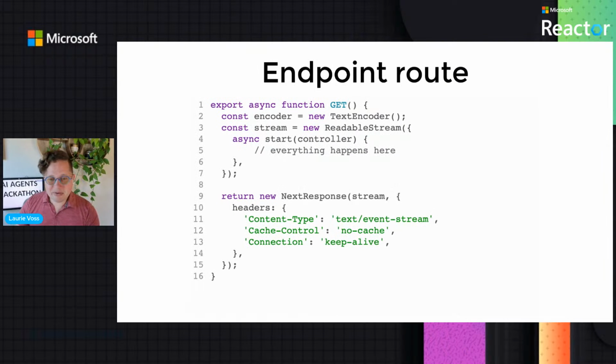Now let's look at how that endpoint is created. We're going to read this code from the outside in. So first, we create a GET endpoint because all event sources have to be GET endpoints, and we create a readable stream. Everything inside of the method that we're going to talk about happens inside the start method of the readable stream. We pass our readable stream immediately to NextResponse with some headers to make it work properly.